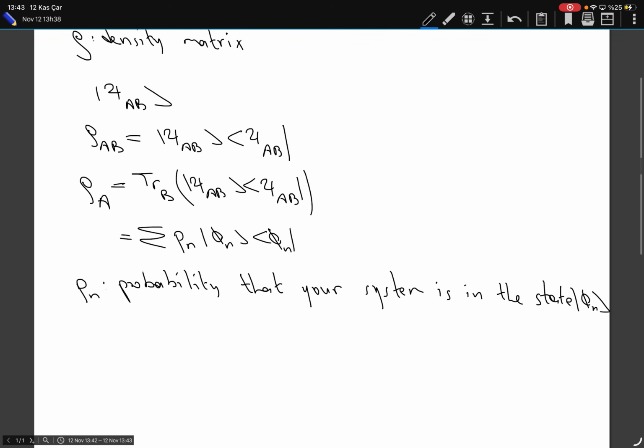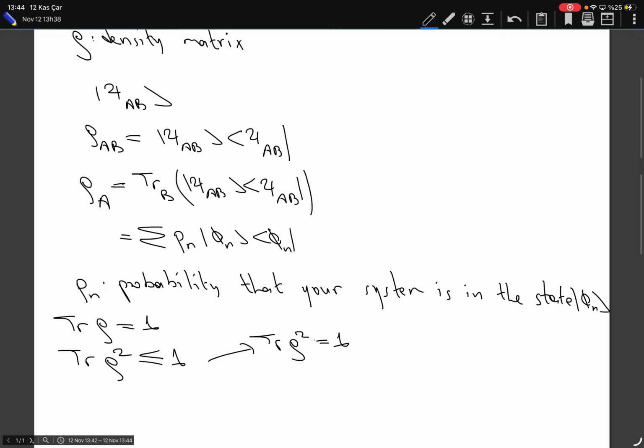Some general properties: we said that trace of rho is always equal to 1. Basically, this is the normalization. The total probability has to be 1. And the trace of rho squared is less than or equal to 1. And so we have two cases here. One case, trace of rho squared can also be 1.